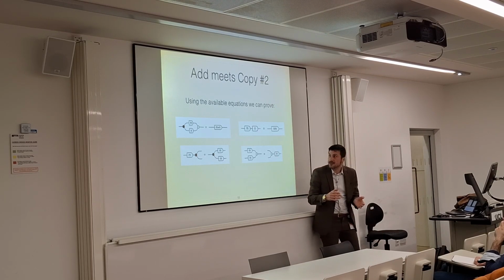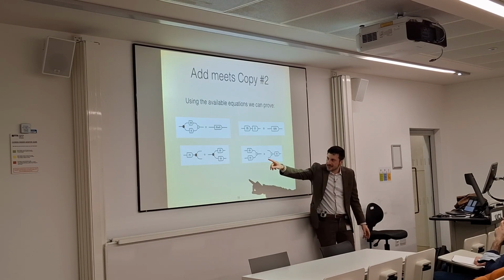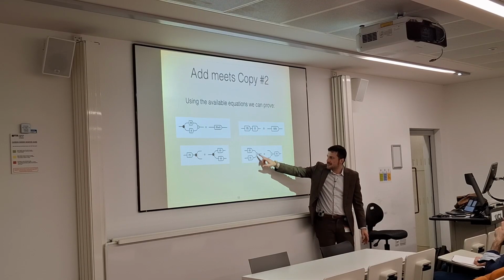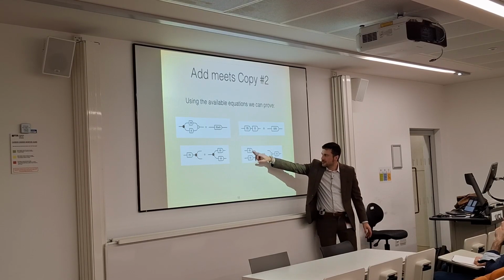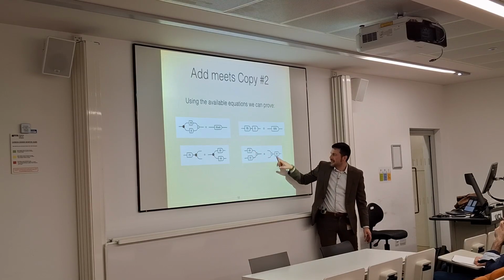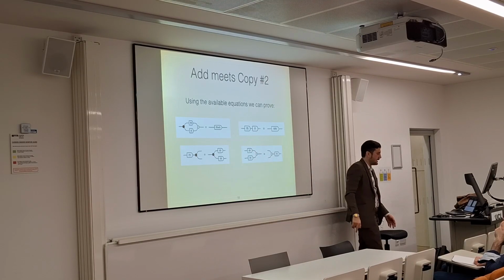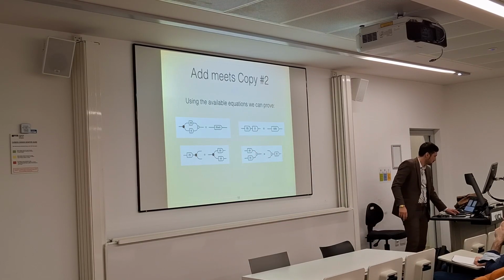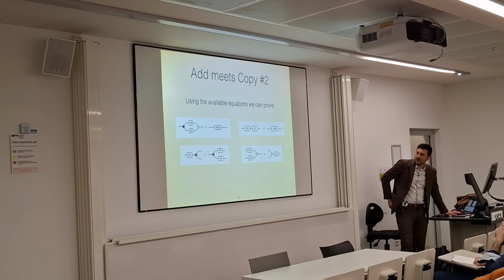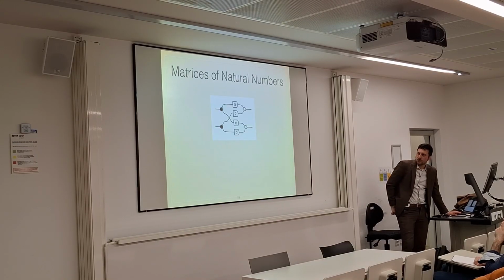This one is multiplication of two numbers. You may call them scalars if you like. This is saying a scalar gets copied if it meets a copy, and this is that two scalars, if I have the same scalar, then I can move it past the add as well. So having all these in place, we are now ready to represent matrices.